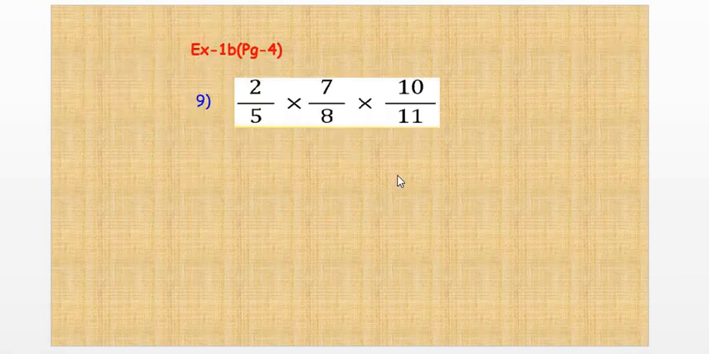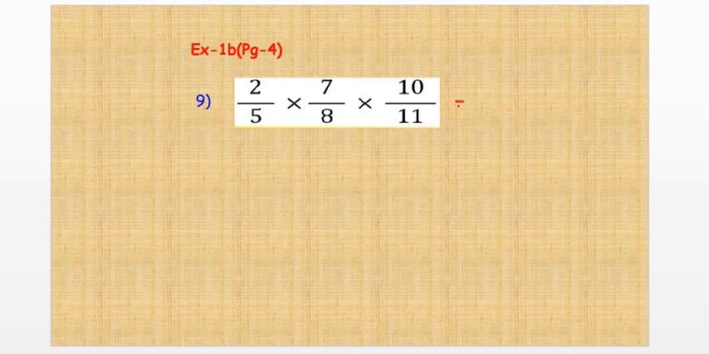Last question. So question number 9. I have 3 fractions to multiply. You do not have to worry about it because it's all the same method. You have to multiply all the numerators together and then all the denominators together. And if you want to, let's say, simplify something in the beginning, that is also possible here, right?